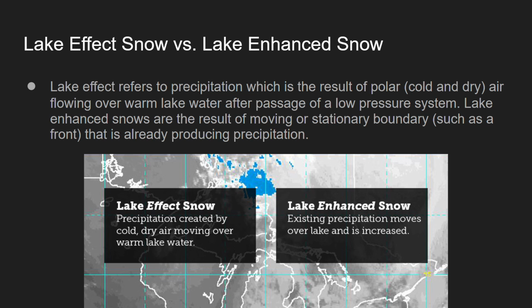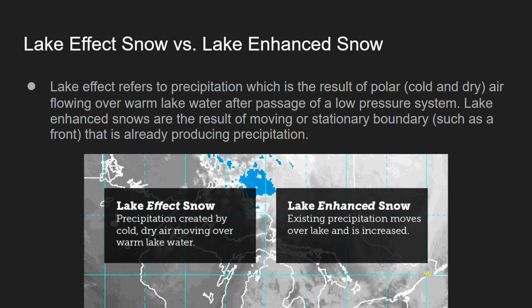Now, there's two terms thrown around in the weather community: lake effect snow and lake enhanced snow. And a lot of people use these interchangeably, but there is a difference. Lake effect refers to the precipitation, which is the result of polar, cold and dry, air flowing over a warm lake, and after the passage of a low pressure system. Usually that could be such as a nor'easter, where those storms are so strong they have those strong winds behind them, bringing in that cold wind, and that impacts the lakes, giving the lake effect snow.